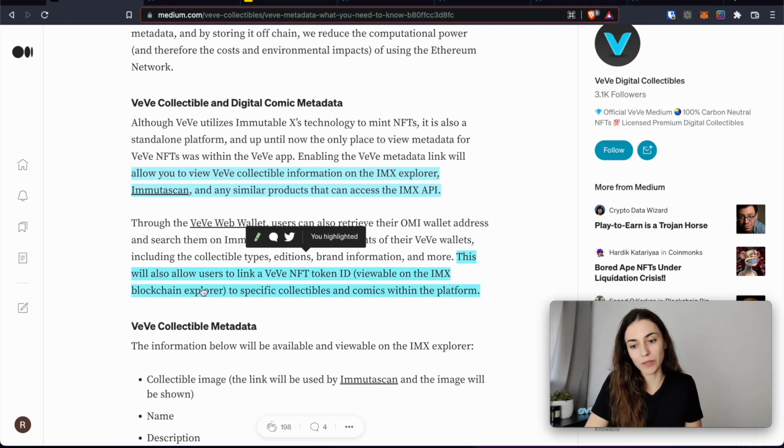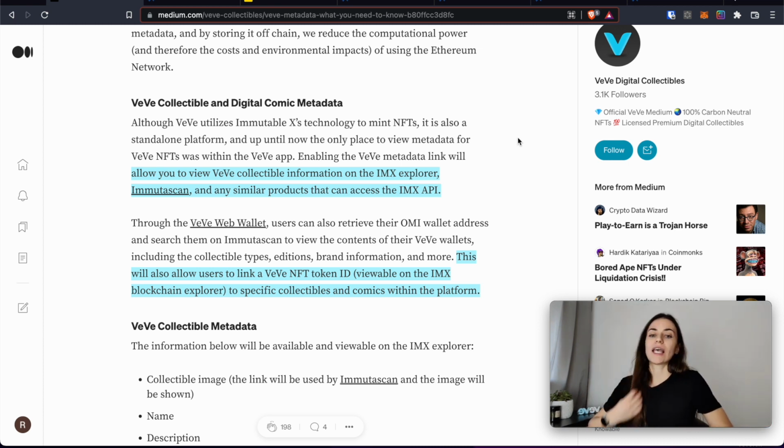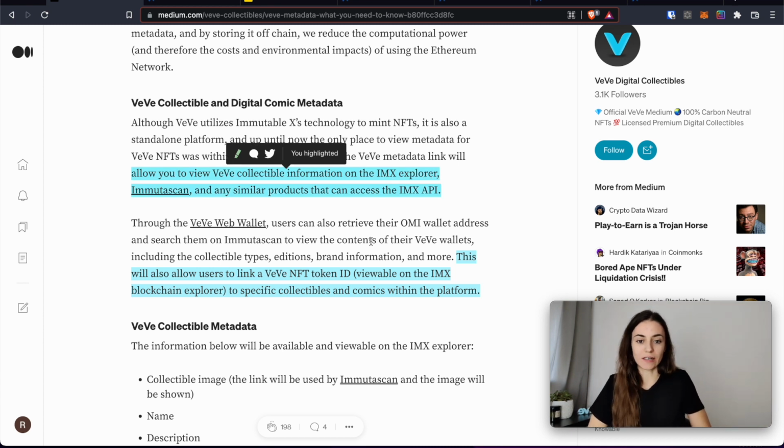They say this will also allow users to link Veve NFT token IDs to a specific collectible. So for first clarification, the Veve NFT token ID is an ID that is given by ImmutableX, and it's not the mint number, the Veve mint number. By now we have roughly over 7 million tokens or NFTs already minted, and each one of them has a unique token ID. So it goes from 1 to 7 million and something.